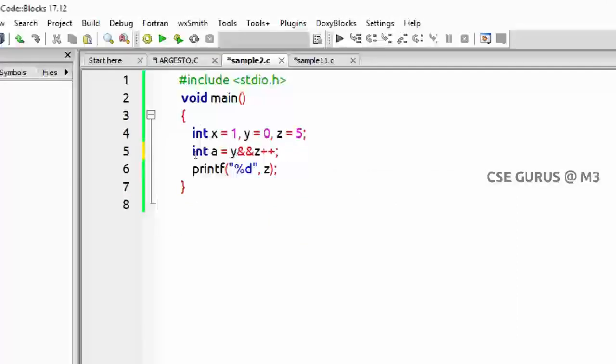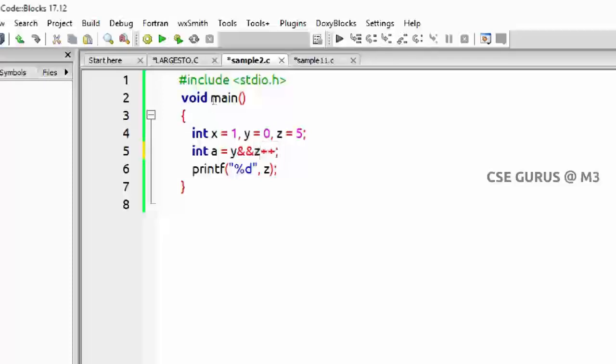Let me consider this example, this program. So x equals 1, y equals 0, z equals 5. What is a equals y double and z plus plus? What is y? 0. 0 double and; I told you 0 means false, right? False double and something is always false. That's why this part will not be executed. So the z value will be as it is. It won't be changed from 5.